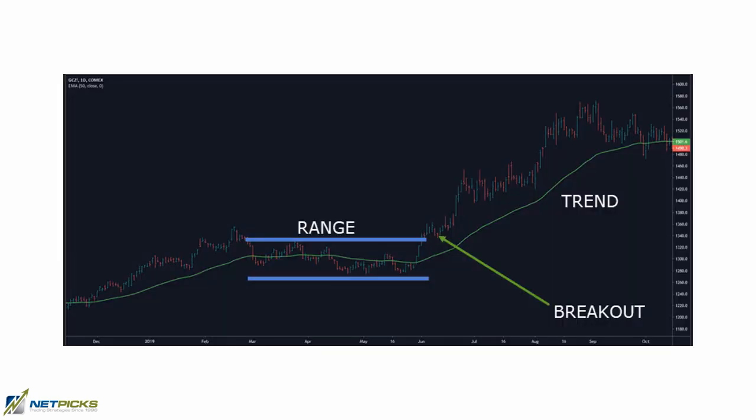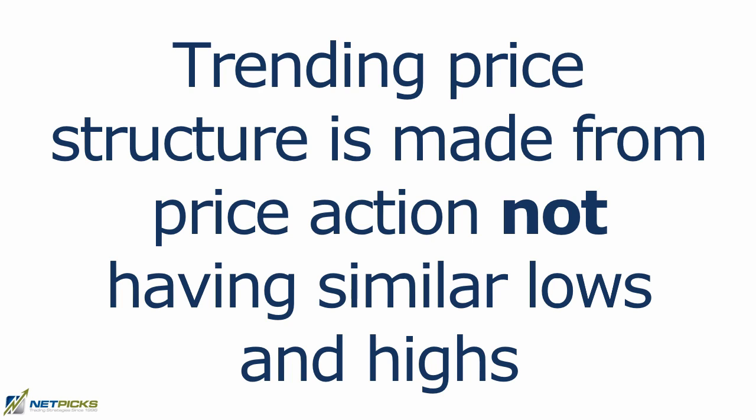Well, what about price structure? When price moves on a chart, it leaves clues in the form of structure. If we consider that range-bound market we just looked at, price action with similar highs and lows is a range. So a trending price structure is made from price action not having similar lows and highs. This is probably the purest form of technical analysis when you're determining the trend.